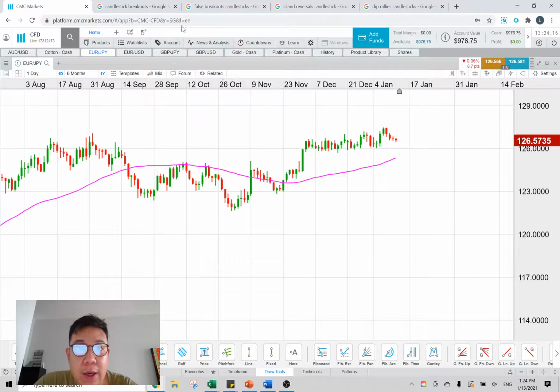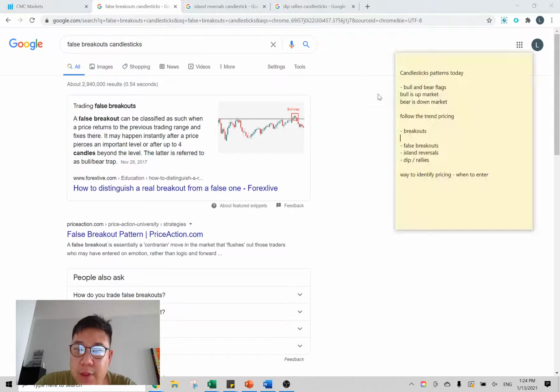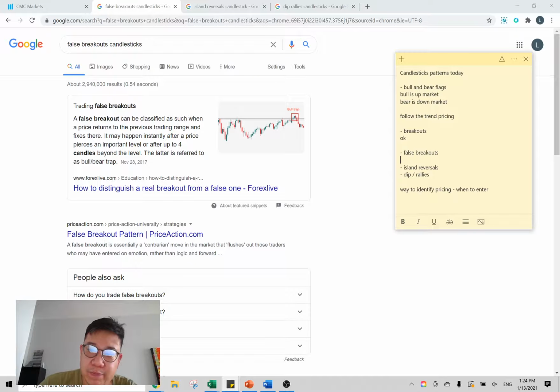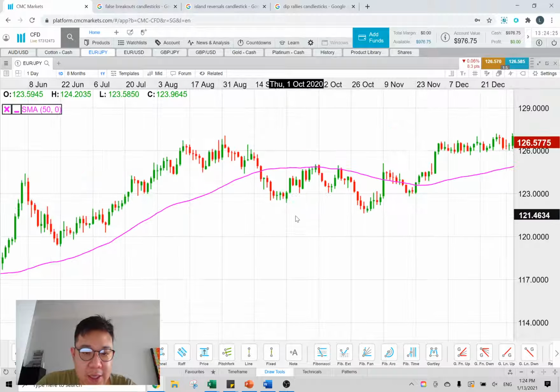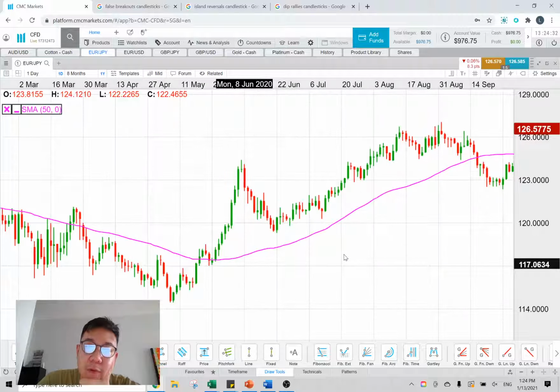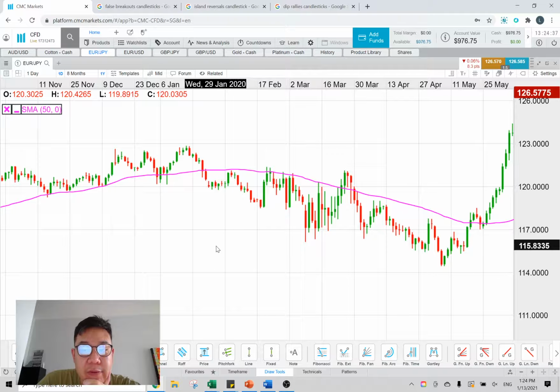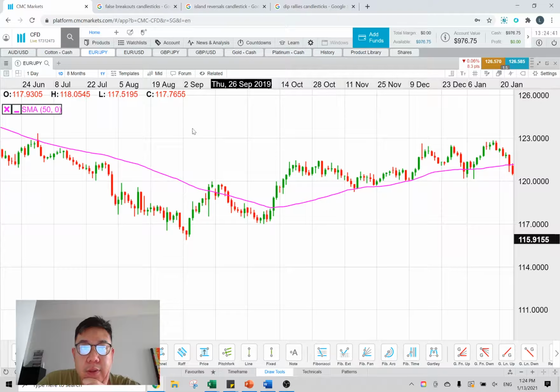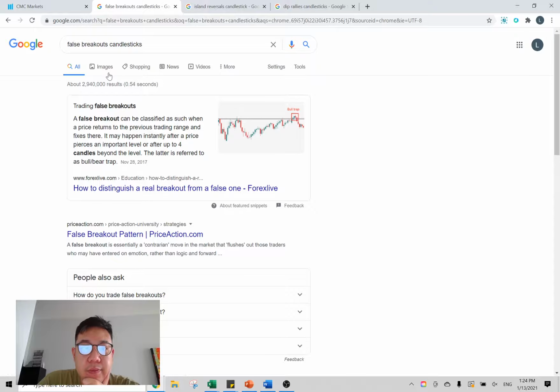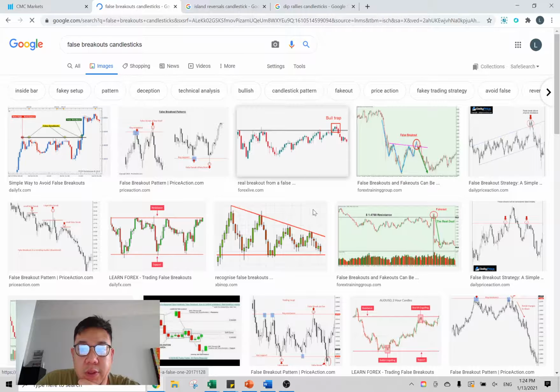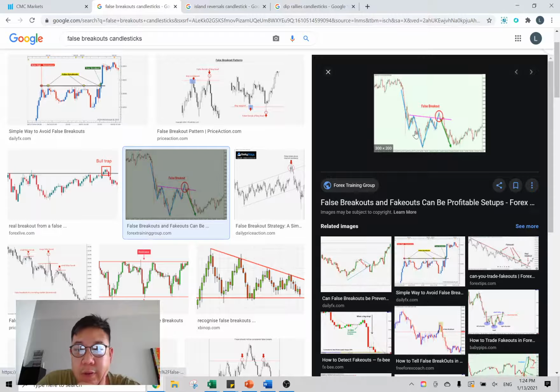Okay, so that's breakout. And then false breakouts are basically when price tries to break through already, but doesn't follow through and comes back down. So it's the very opposite. I'll give you an example. Maybe I'll show you the picture first. This is a very good false breakout.